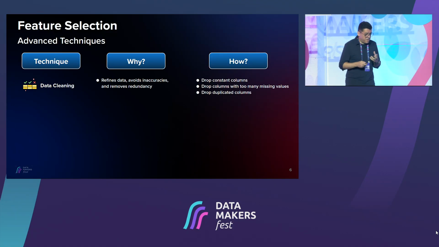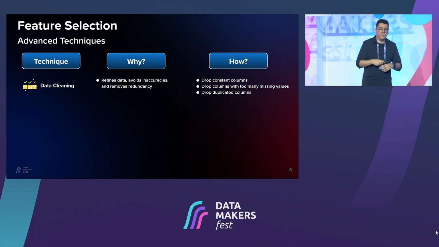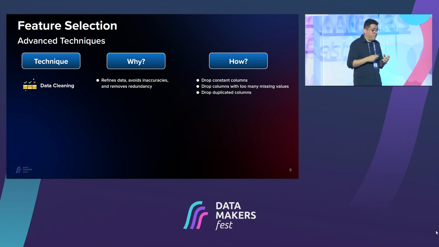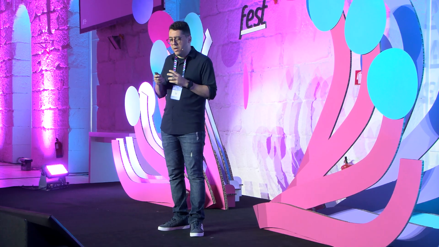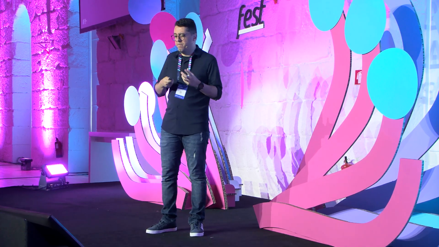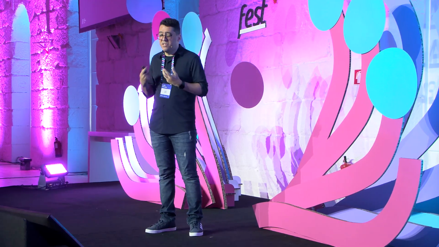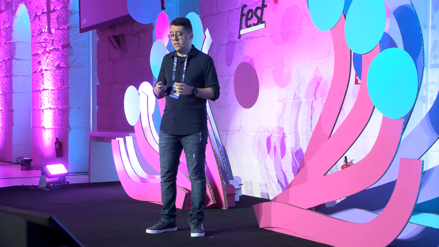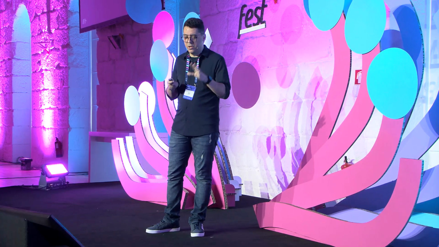actually is some data cleaning that we usually do to refine our data, to avoid some inaccuracies and avoid redundancy by dropping features with no variability, dropping columns with too many missing values, or even dropping duplicated columns. But actually this technique, depending on your personal preference, on your strategy, you can also use as a pre-processing step. So this group really depends on your strategy, and I actually won't cover this one, even though it's one of the groups that I would like to mention here.